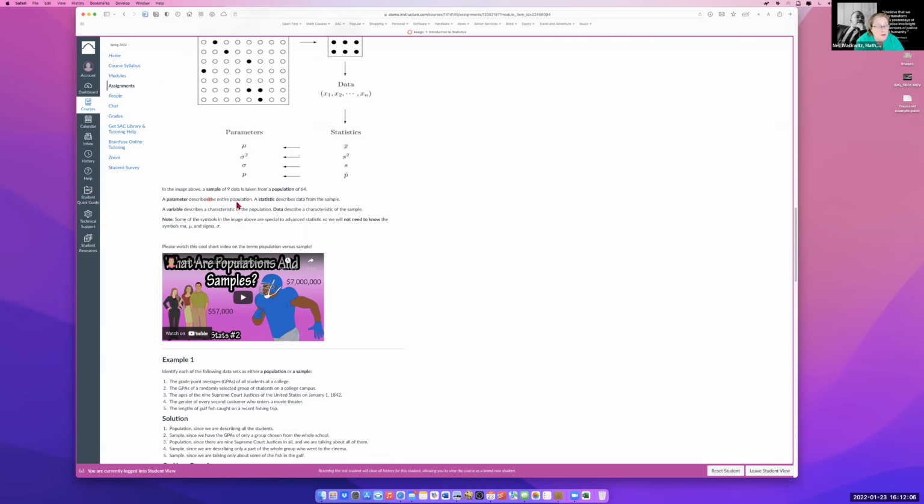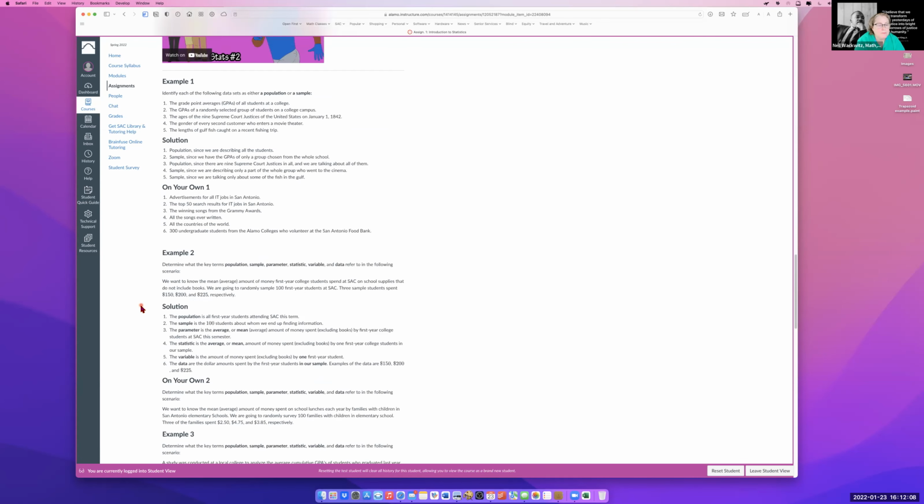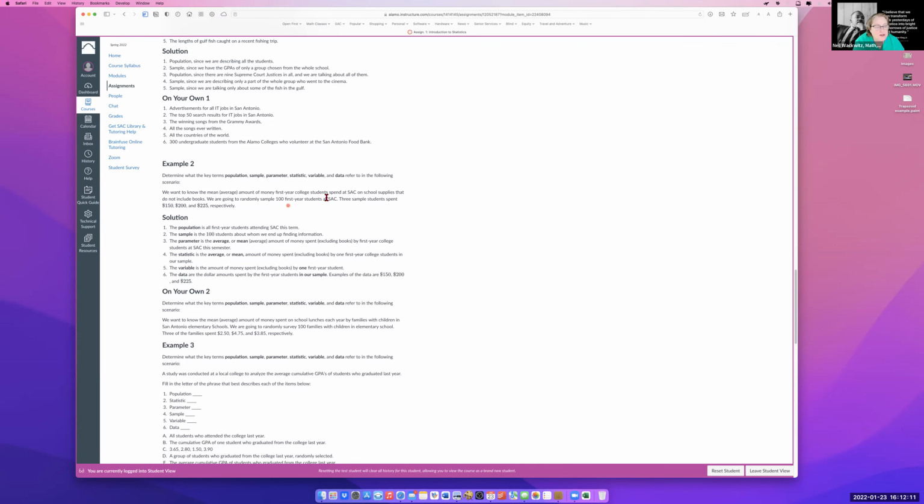Okay, parameters from a population. What information are they telling us about the population? Oh, we want to know the amount of money. The parameter is the average amount of money spent on everything besides books for first-year college students. When it's a sample, we call it a statistic. And that is coming just from the sample. So this statistic in this case is the average amount of money spent by one first-year college student.